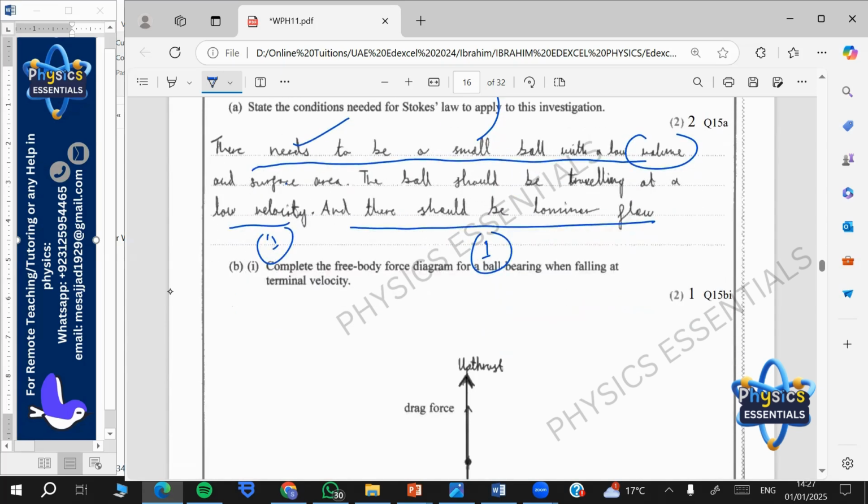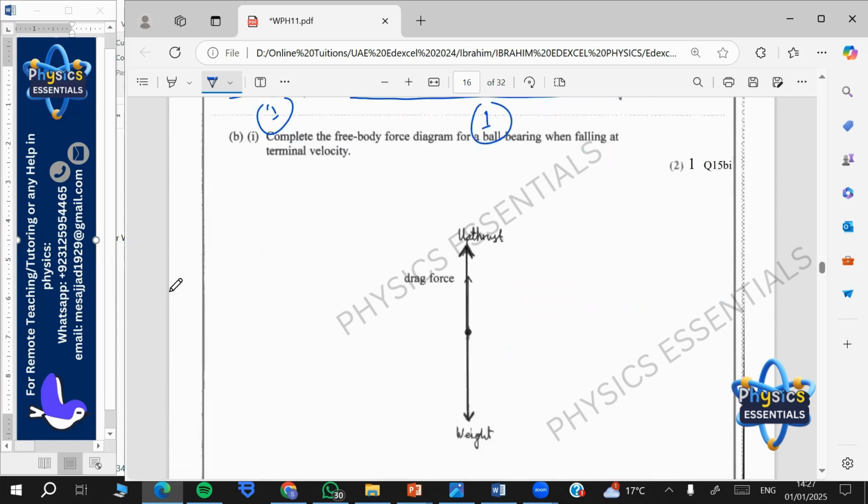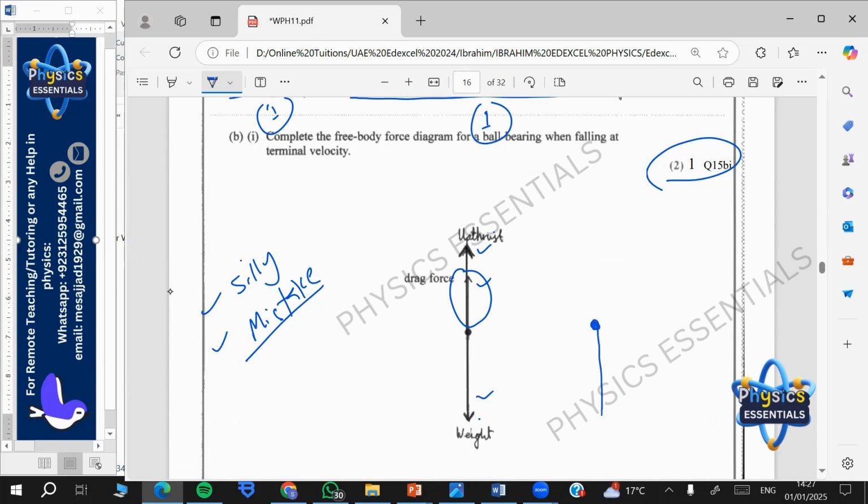Complete the free body force diagram for a ball bearing when falling at terminal velocity. Okay. So this is another silly mistake that usually students do. Although the diagram is perfectly well, but if you see that the lengths of the vectors here are not equal, the weight is equal to upthrust plus drag. So which vector is actually balancing out the drag? So the perfect answer for this question was to make equivalence for drag and upthrust.